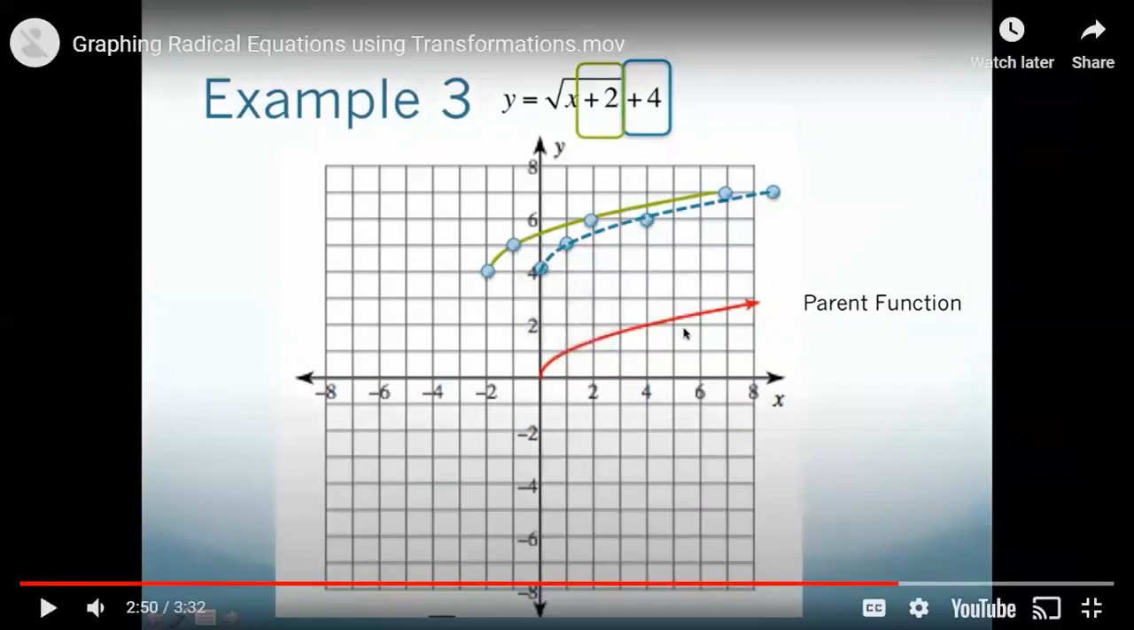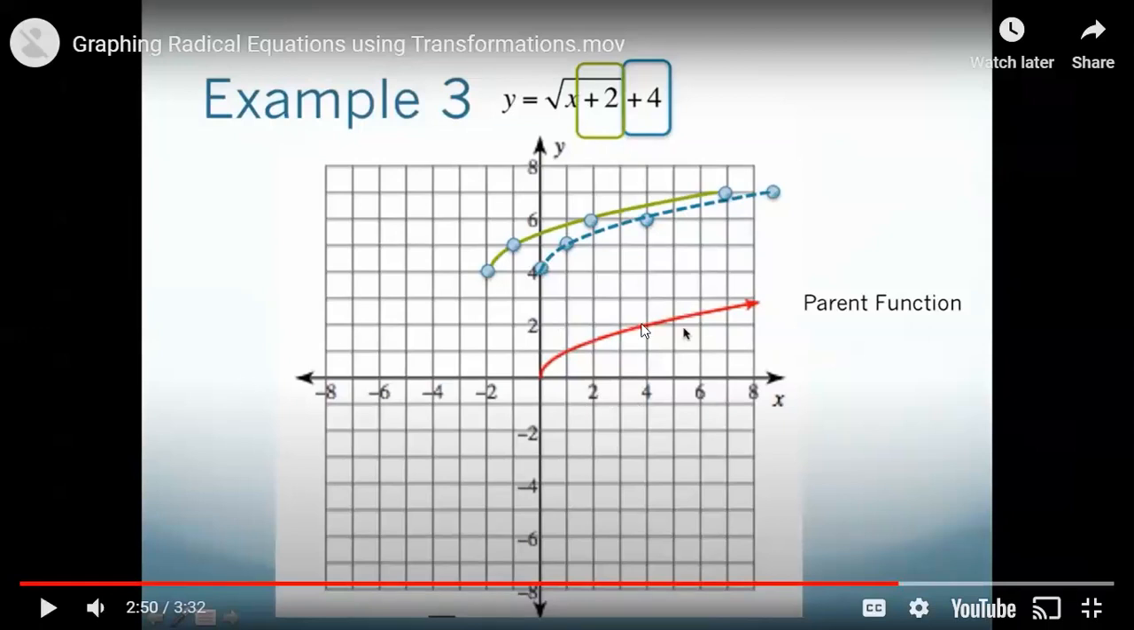What I'd like to mention here is he just chose to do the vertical shift, the +4, first, and then the horizontal shift of +2 next to the x. Remember, go opposite direction of the x, so left 2 units. But really, the order doesn't necessarily matter here. So if you want to work from the inside out or outside in, both are the same. Let's see what else we have here.